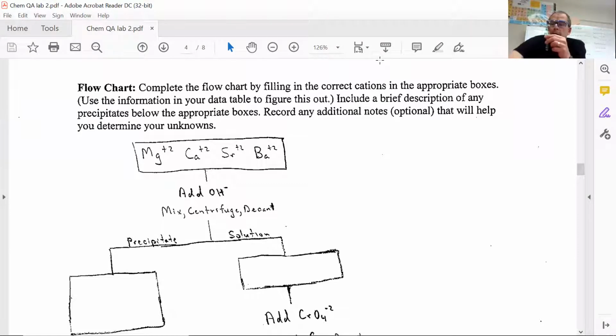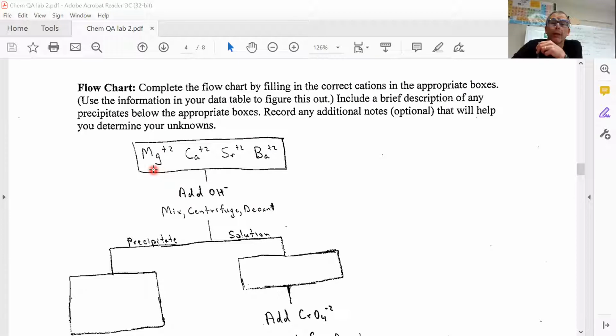Qualitative analysis lab number 2, and this is unknown letter E. And we have a solution. Looks clear, okay, but there are some ions in there. And what ions are in there? Well, it could be magnesium, calcium, strontium, barium.